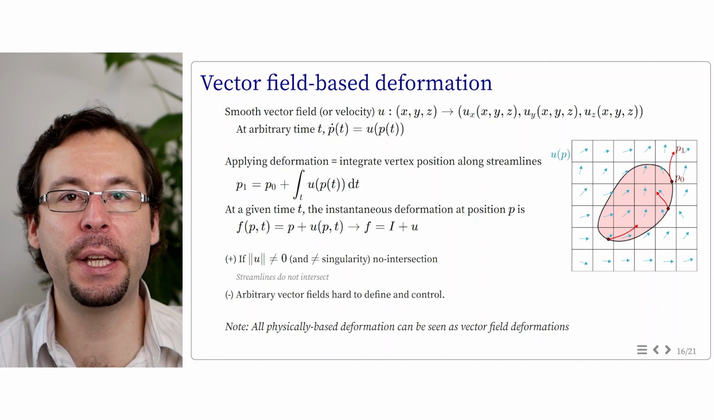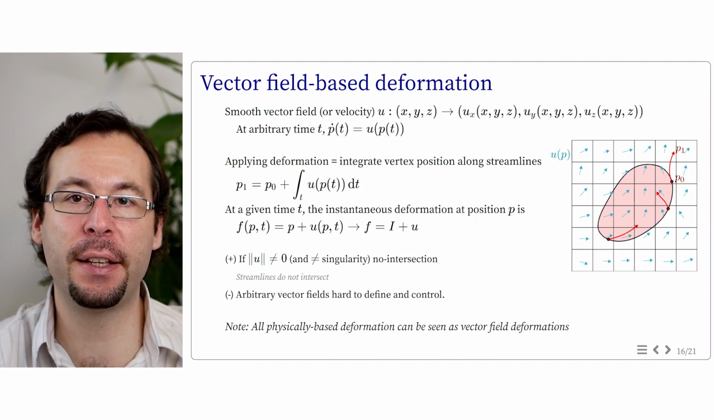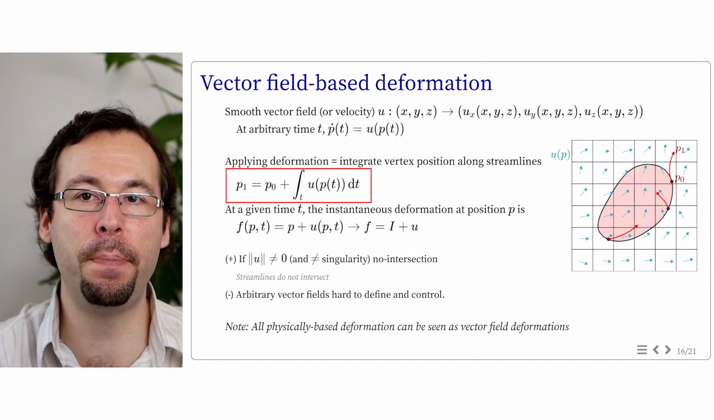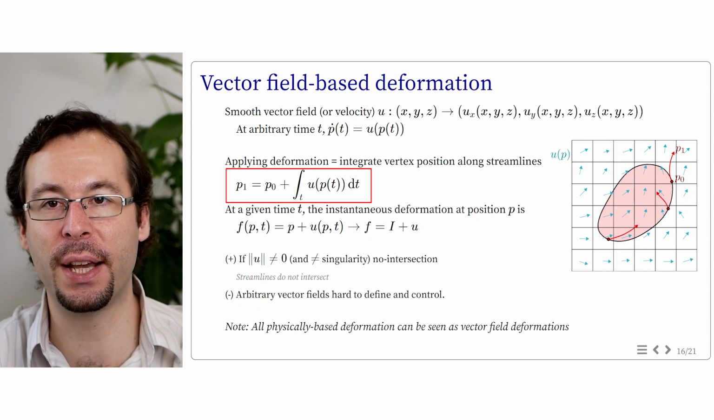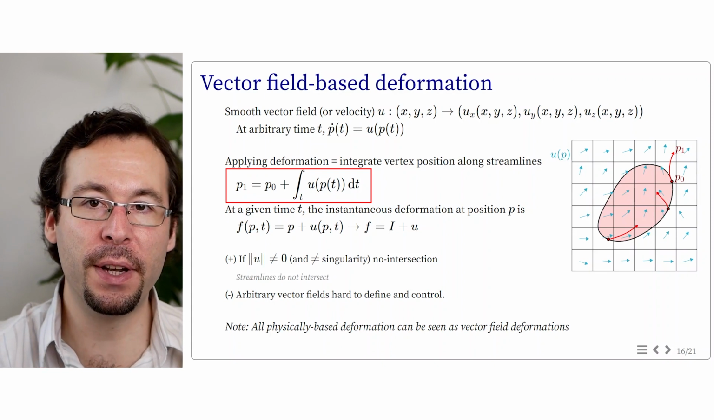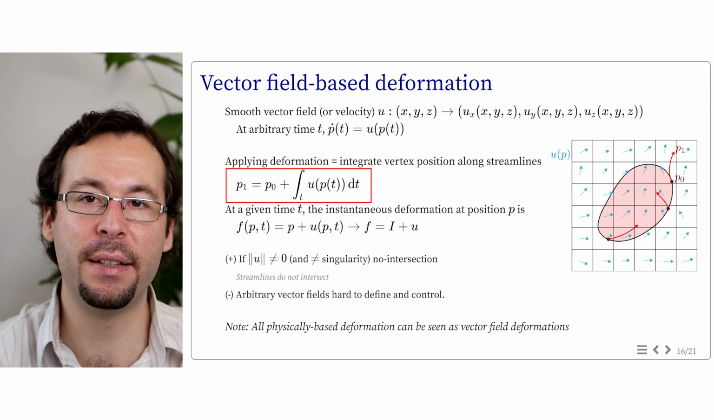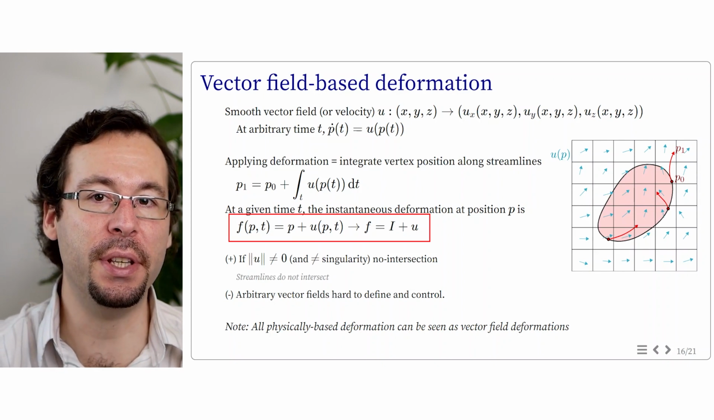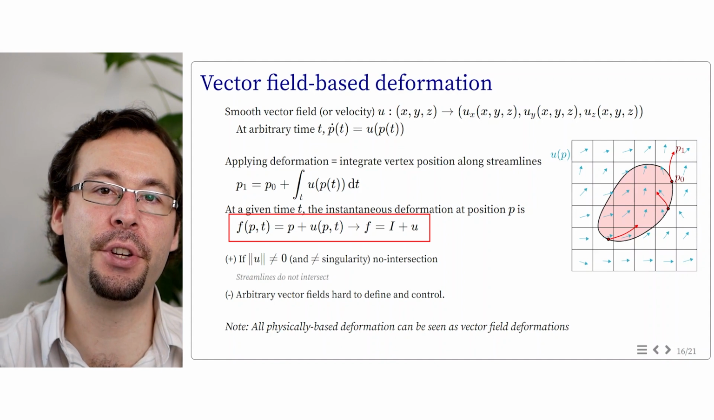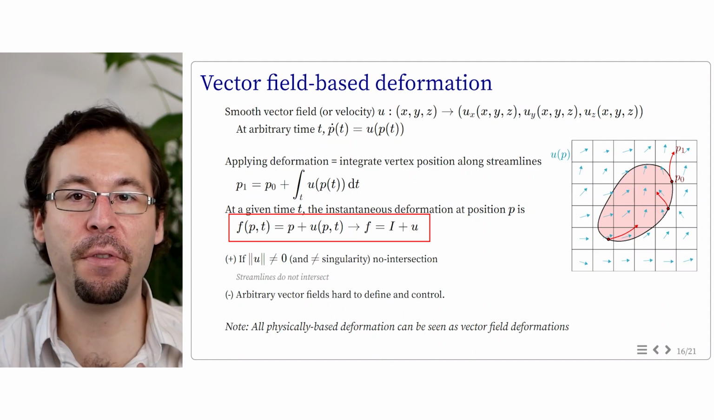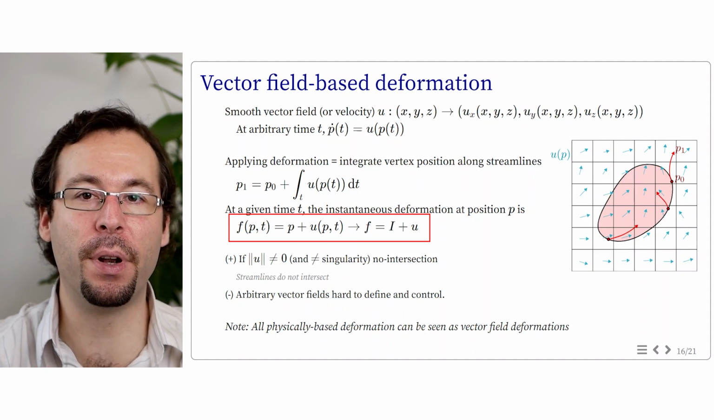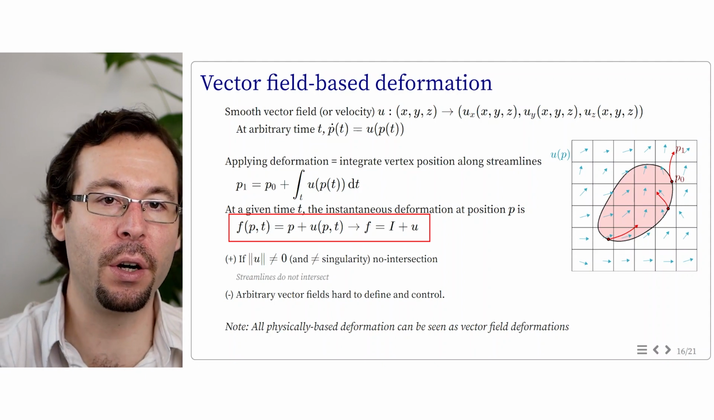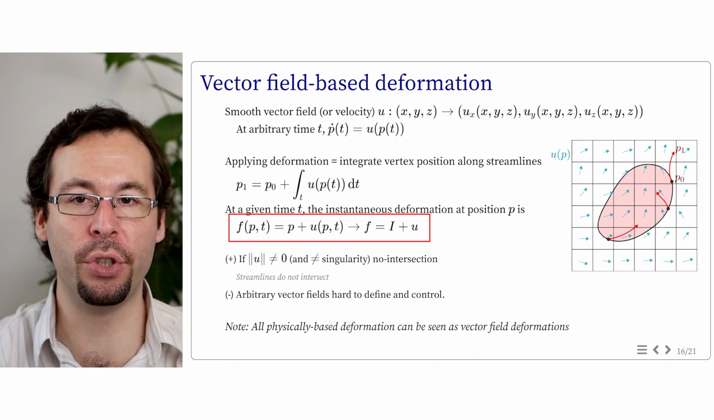And the deformation can be characterized as the integration of the vertex position along the streamline. So the new position p1 is equal to p0 plus the integral over the time t of the velocity u of p of t dt. Another definition we can give is that at time t, the instantaneous deformation at position p is f of p and t is equal to p plus the velocity u of p and t. Or in other words, f is the identity plus u.